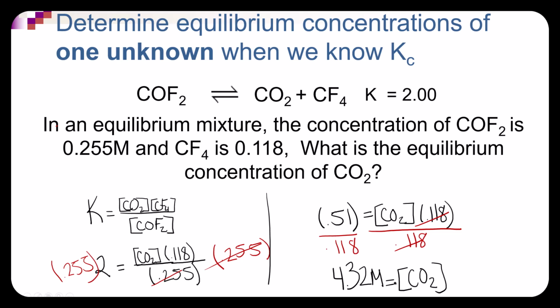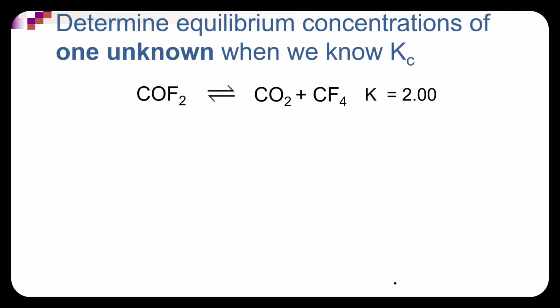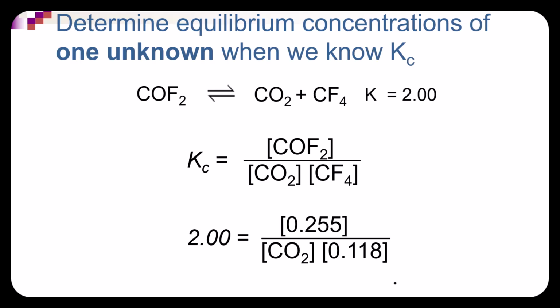So, a really straightforward, easy example. If we know Kc and we know everything but one of the concentrations, we can calculate that one unknown with some simple algebraic rearrangement. And there's a cleaned up version of the math that I did.